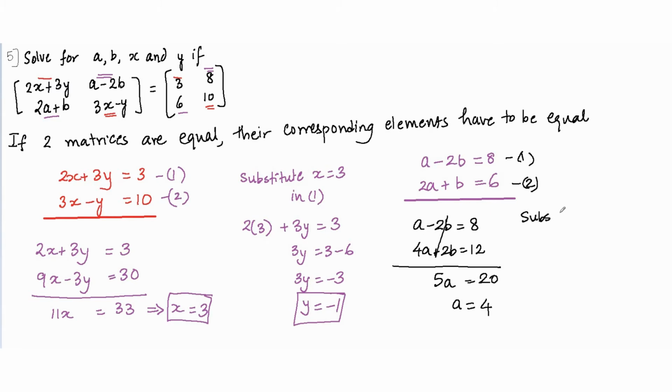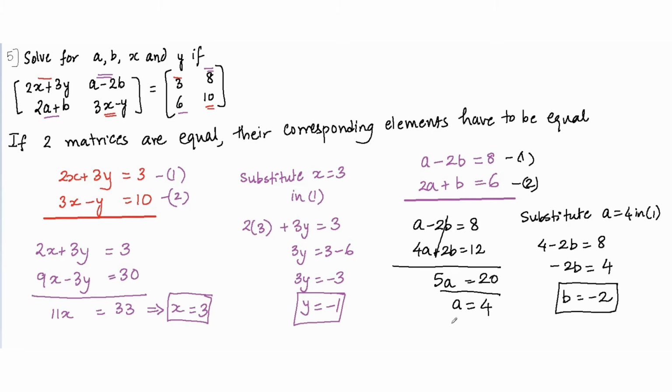Again, let me substitute a as 4 in the first equation and I get 4 minus 2b is equal to 8, which means minus 2b is equal to 4 and therefore b is equal to minus 2. So we have got all the four variables, and if you now substitute these values of x, y, a and b in the left matrix given on the left hand side, you will get the values on the right hand side. You can try that, and this is how we solve for the values of the four variables.